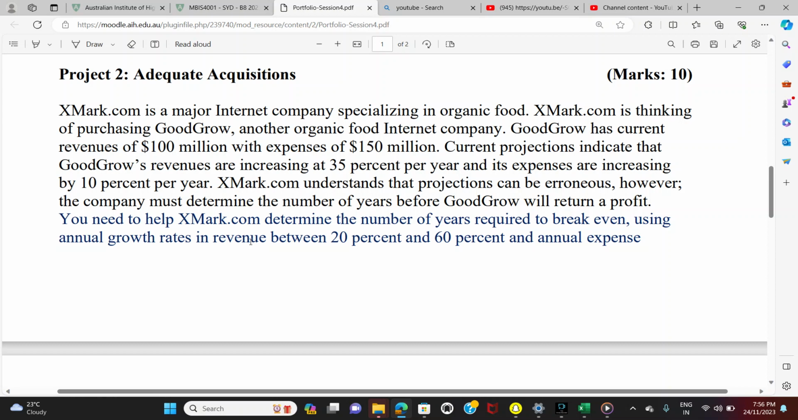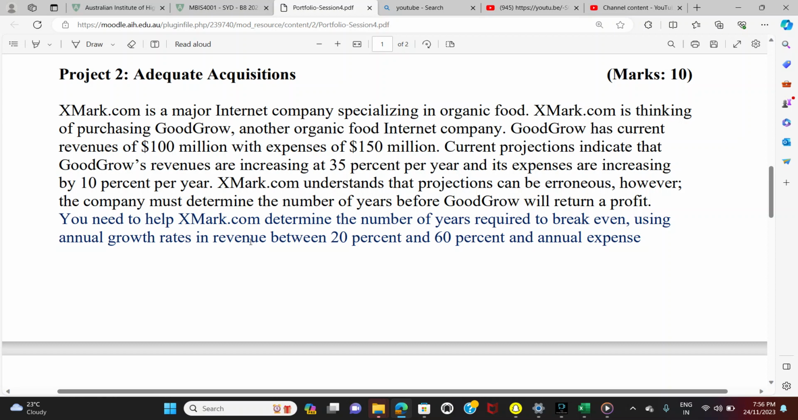Current projection indicate that GoodGrow's revenue are increasing at 35% per year and its expenses are increasing by 10% per year. Xmark.com understand that projection can be erroneous. However, the company must determine the number of years before GoodGrow will return a profit.